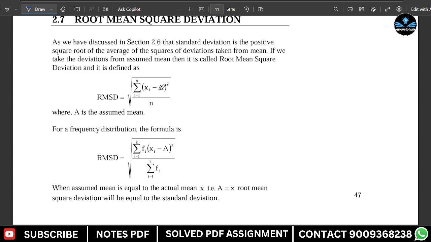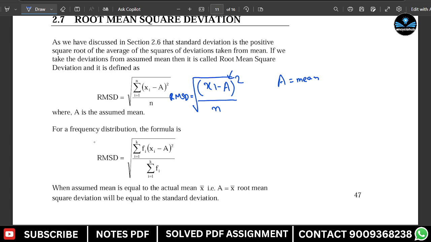square. Means that we are finding the deviations. We have taken the deviations from the assumed mean. So this is actually we are taking from the mean, which is A equal to mean. It is called the root mean square deviation. It is defined as the root mean square deviation, and in this case we use this formula.